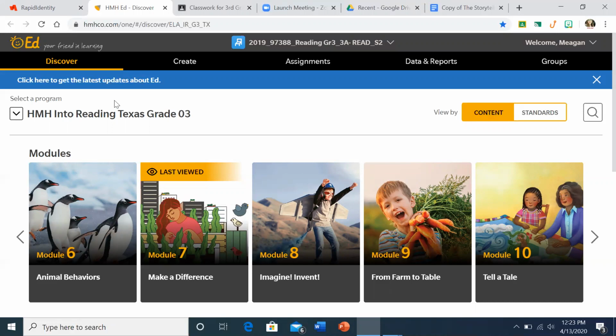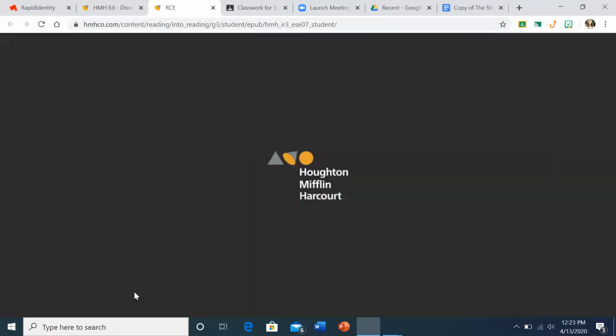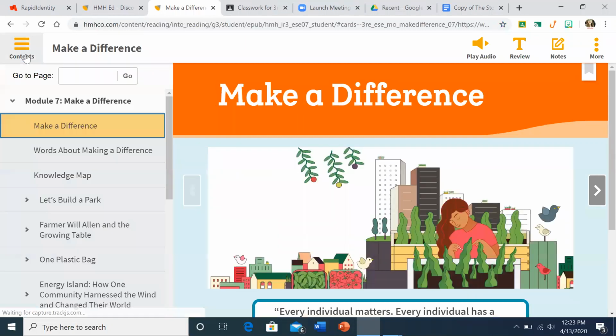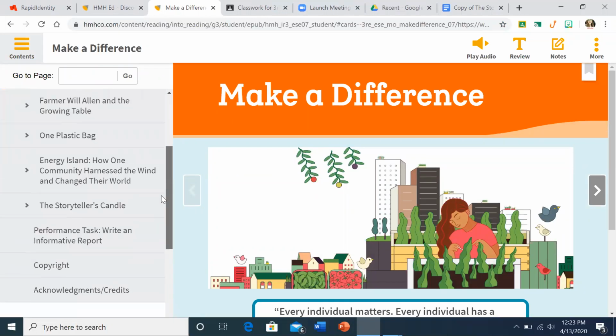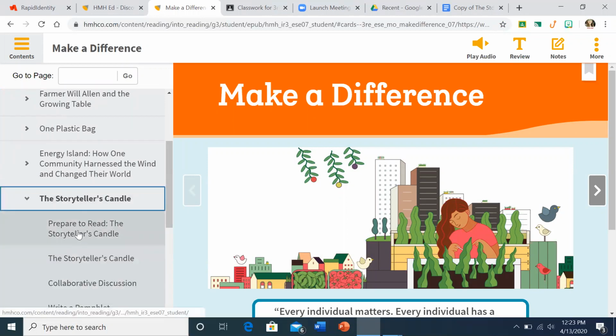So when you're on Ed, please make sure you're on grade 3 because you will not be able to find it if you are not on grade 3. We are again going to module 7. Go ahead and click on my book down here. And it'll bring you to the first page of module 7, but we don't want the first page. So we're going to click contents and then go down here to the Storyteller's Candle and hit prepare to read.